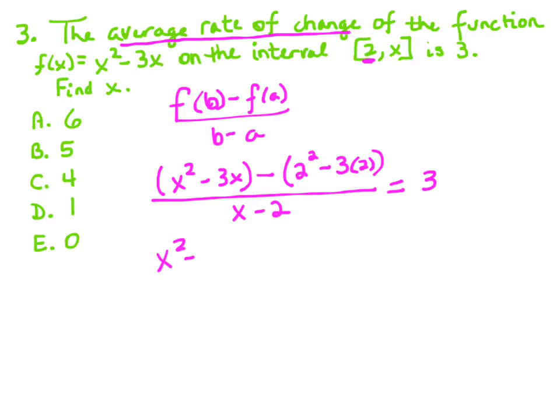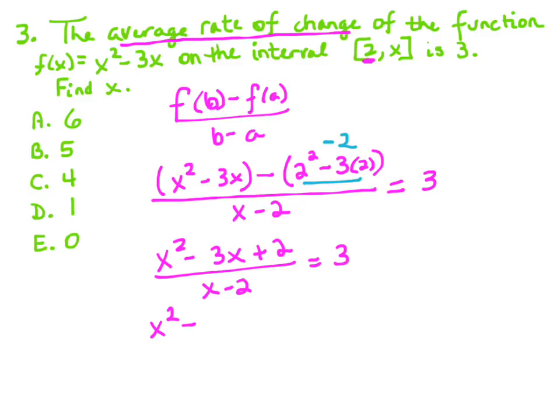I've got x squared minus 3x. If I distribute, well, actually, let's calculate what's inside these parentheses here. 2 squared is 4 minus 6. There in the parentheses, I get -2. And so if I have minus -2, that actually becomes plus 2 over x minus 2. This equals 3. So now I'm going to take my denominator, x minus 2, and multiply it over to the other side. So I have x squared minus 3x plus 2, which is going to be equal to 3 times x minus 2.